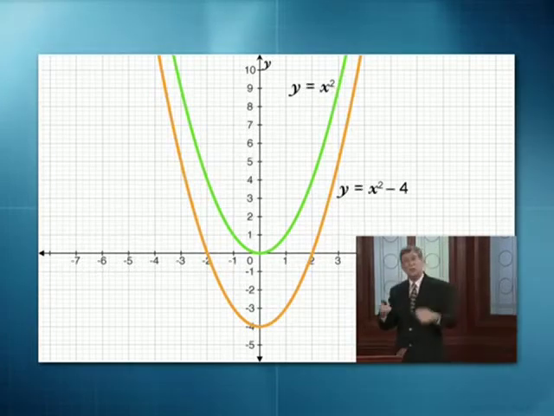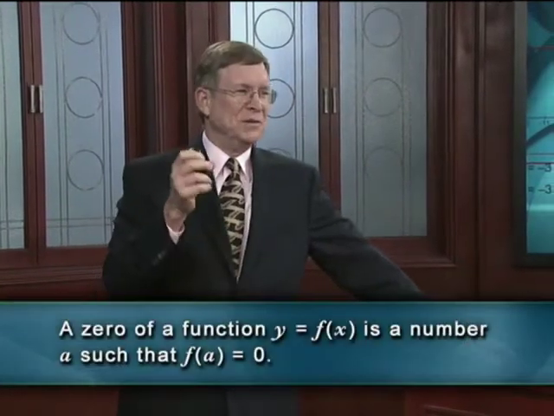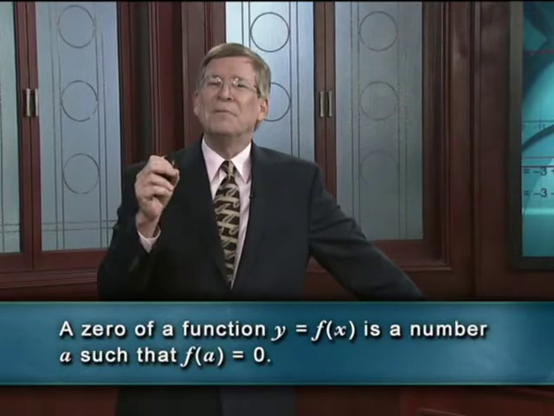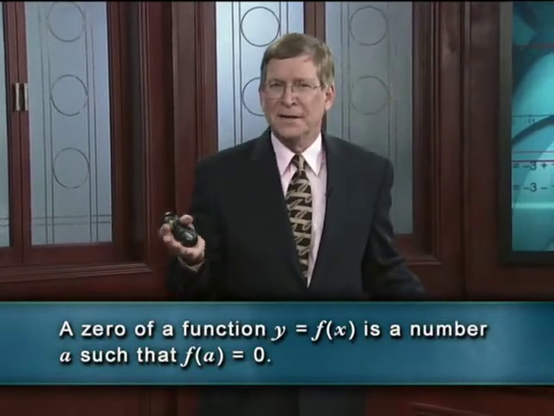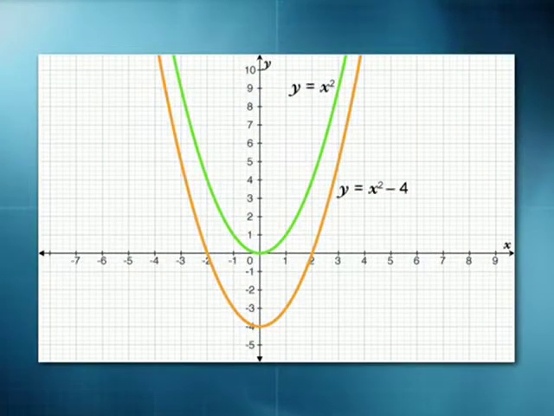It has 2 zeros. Well, I've used the term zero. What's the technical definition of a zero? Well, a zero of a function is a number a such that f of a is equal to 0. For instance, in that previous example, the zeros of the function f of x equals x squared minus 4 are 2 and minus 2. A lot of people use the word root instead of zero. I use them interchangeably, so I'll either call it a root or call it a zero.